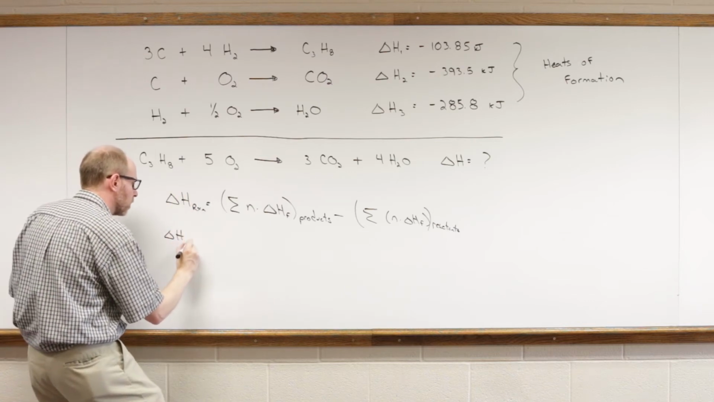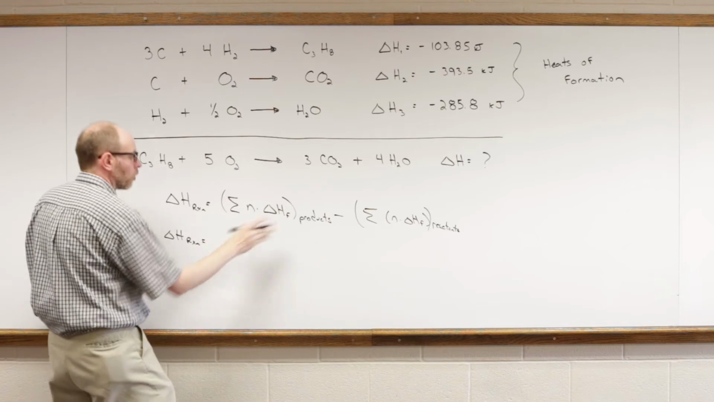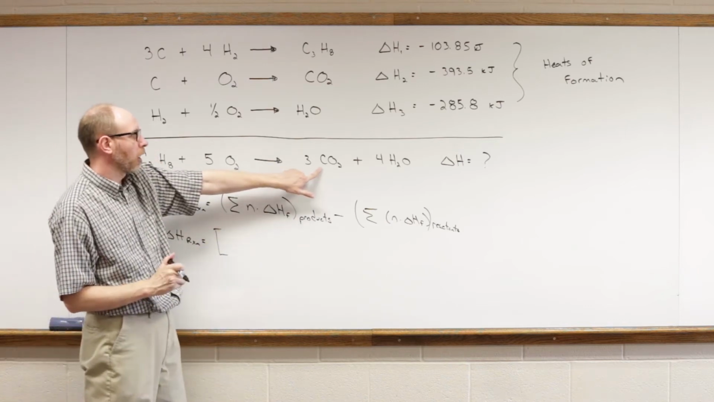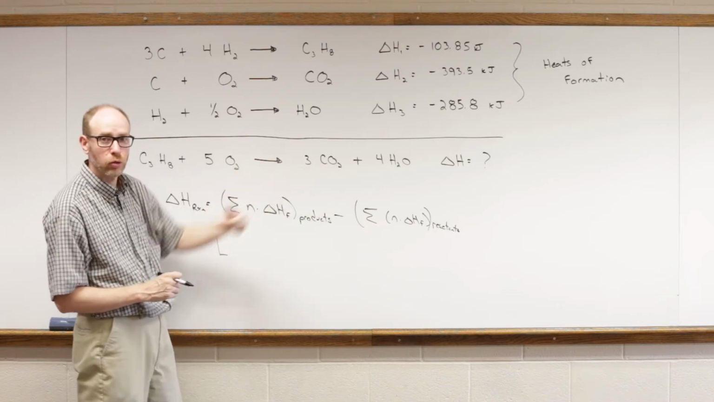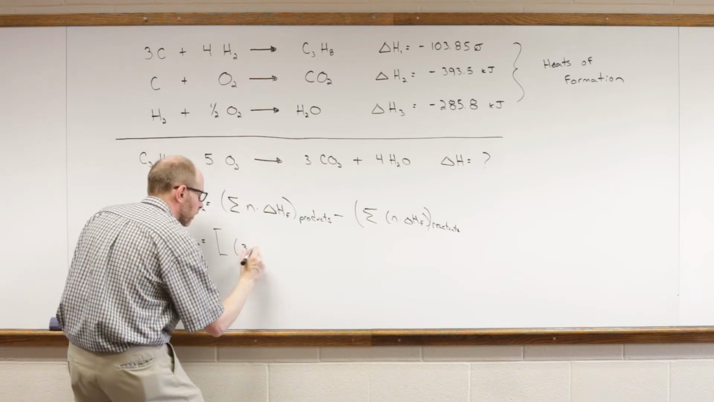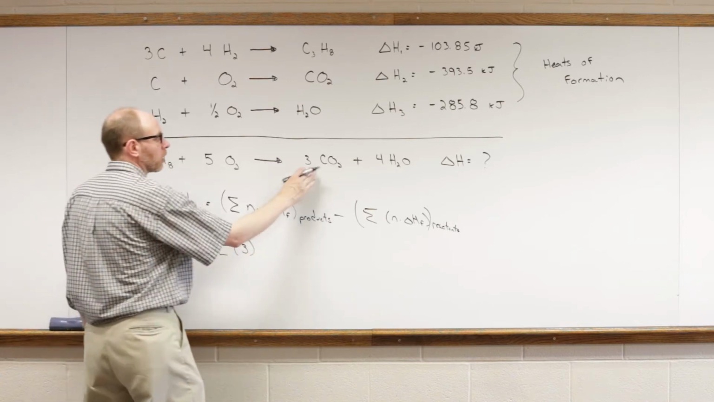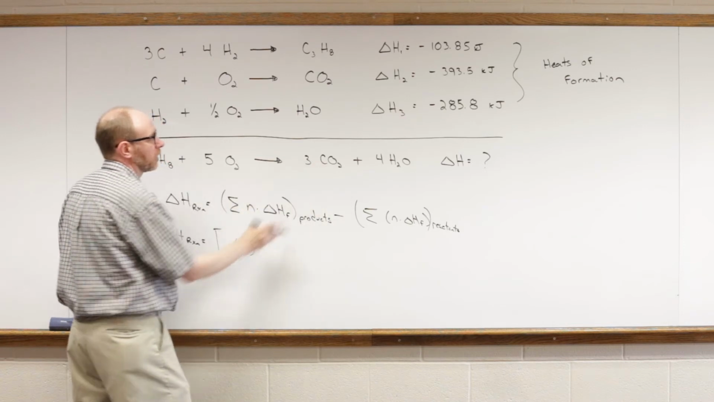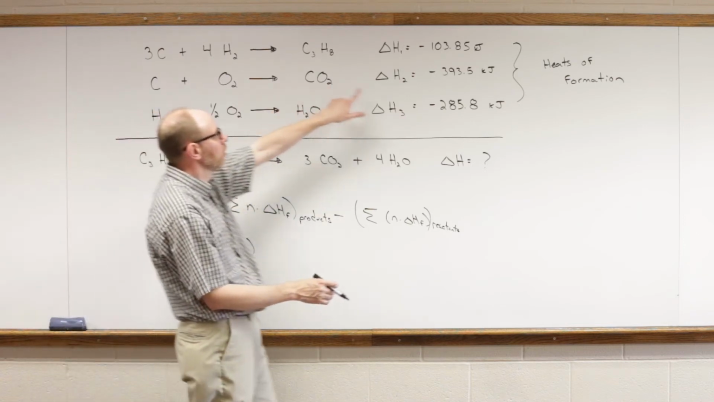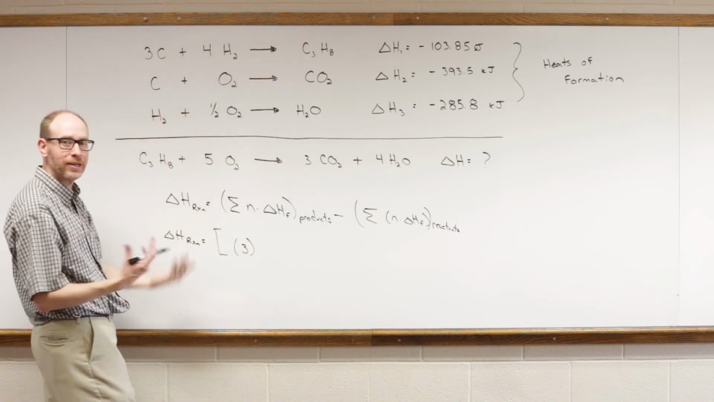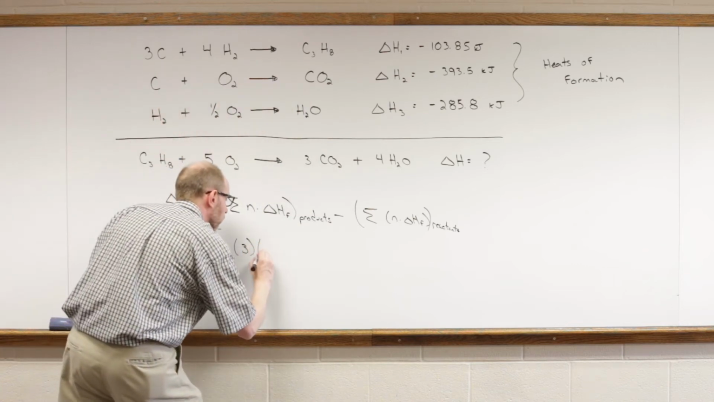So the heat of reaction, we're going to look first at the products. Our first product is carbon dioxide, and there are 3 of them. So n for carbon dioxide is going to be 3. And we're going to multiply 3 times the heat of formation of carbon dioxide, which we know is minus 393.5, because we've already determined that's the heat of formation reaction.